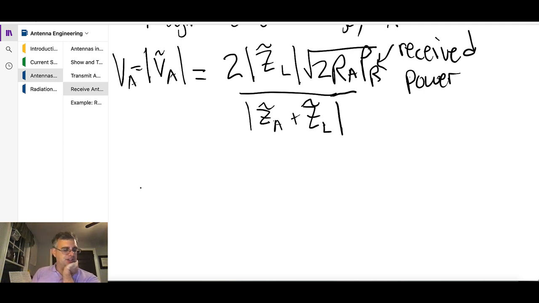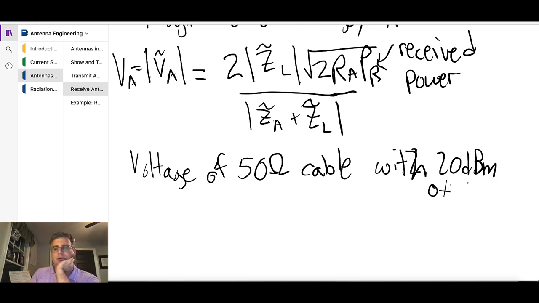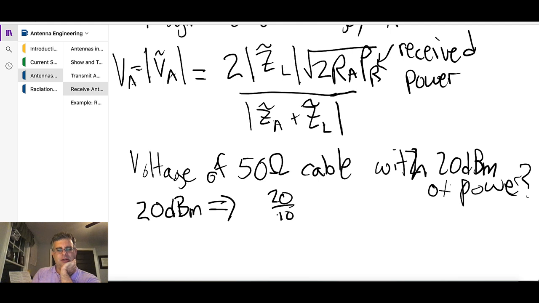So let's do a quick calculation. What is the voltage on a 50-ohm cable that's carrying 20 dBm of RF power? Okay, 20 dBm. What does that even mean in this class? Well, dBms are decibel milliwatts. So if I want to convert this back to milliwatts, all I have to do is divide by 10 and then raise 10 to that power. So this is going to be 100 milliwatts or 0.1 watts.